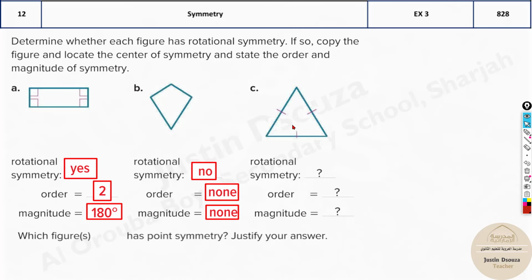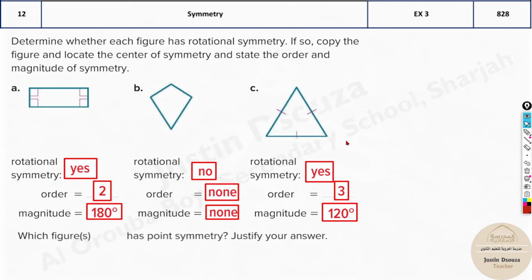Now here, since all the sides of this triangle are the same, it's an equilateral triangle, the order will be 3. And magnitude will be 360 by 3, it's 120 degrees. And yes, rotational symmetry exists.